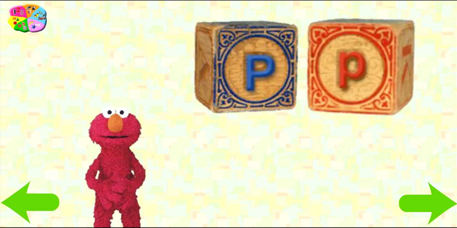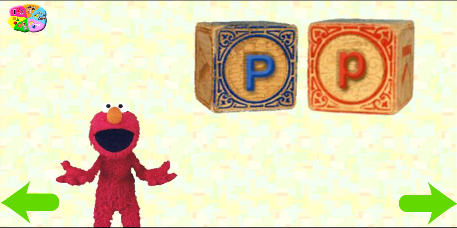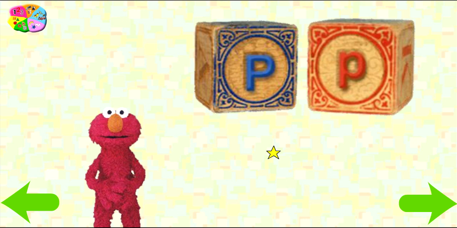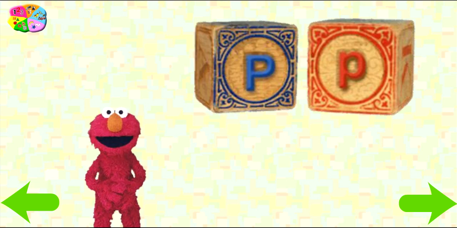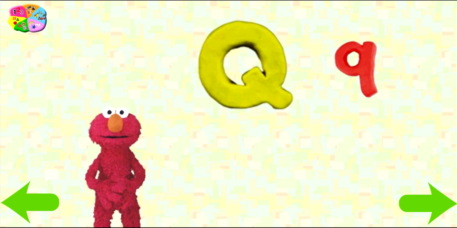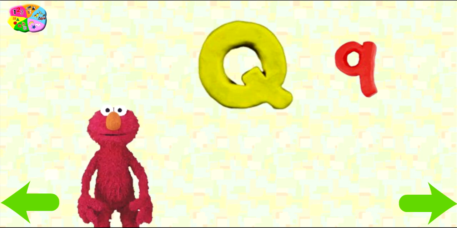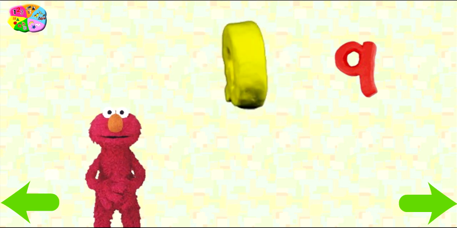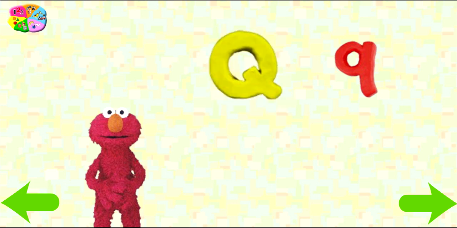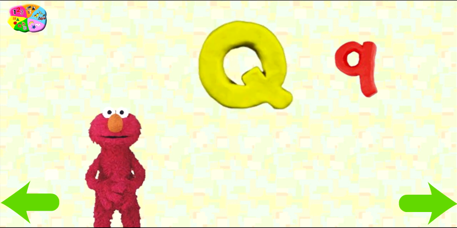Octopus. P. That's the next letter of the alphabet. What sound does it make? P. Piano. Q. Elmo wants to hear what sound that letter can make. Move your star to it. Qua. Q.